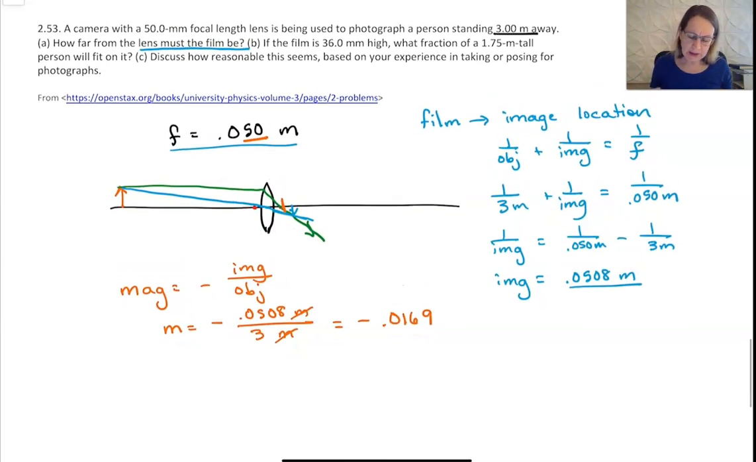And so the point of that is to say if the film is 36 millimeters high, how much of a 1.75 meter tall person can fit in it? In other words, if you're 3 meters away, have you gotten far enough away that you can capture the full length view of a person? And so we can say, well, if a person is 1.7 meters tall in person, then if we take it times this magnification, or the minimification if we like, how tall will that image be on the screen?